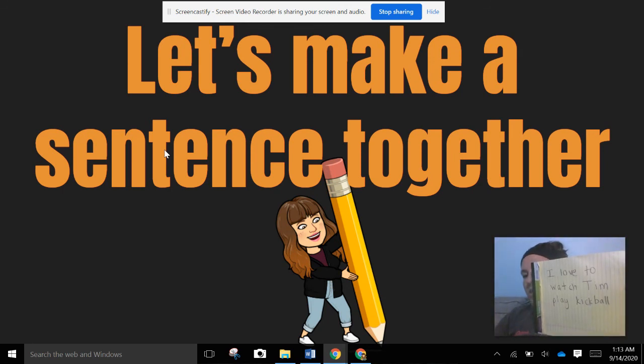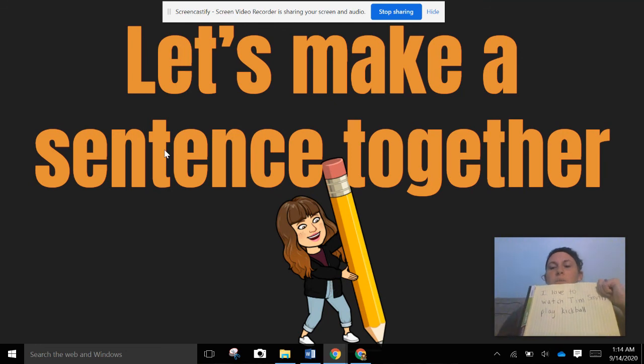I love to watch Tim play kickball. So I got a capital letter at the beginning of my sentence. Woohoo! I've got a full thought, which makes a sentence. I got my proper noun, Tim, with a capital T at the beginning to show he's special. I could add a last name if I wanted to. Maybe Tim Smith. I feel like that's a common last name. And I got the Smith capitalized too.